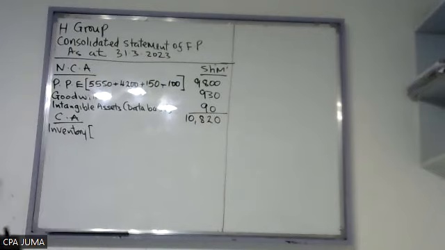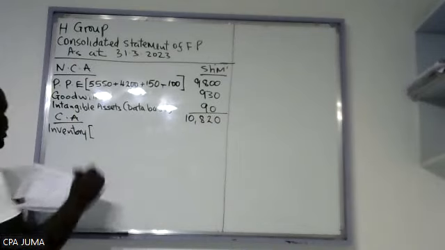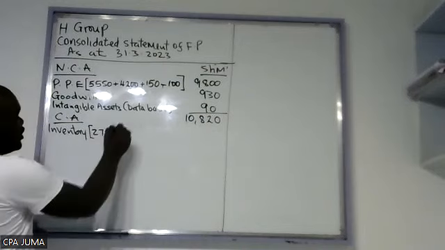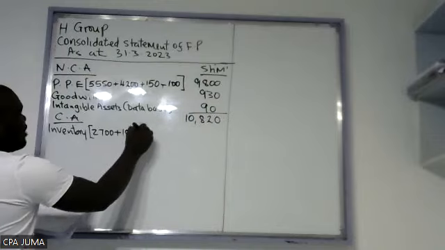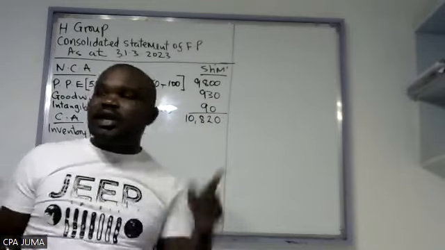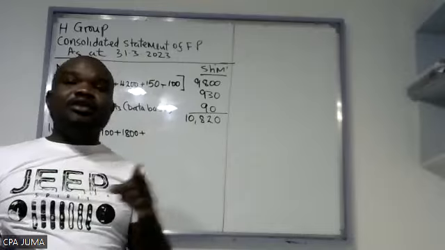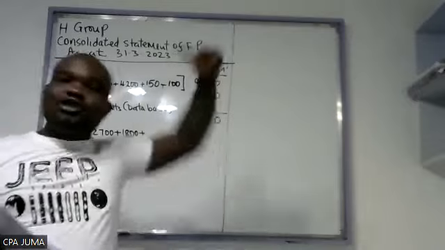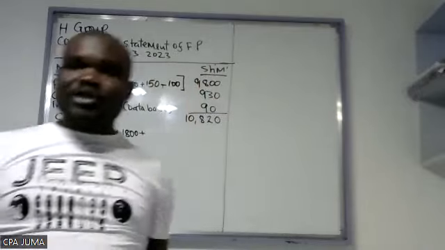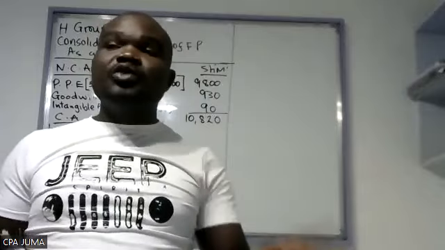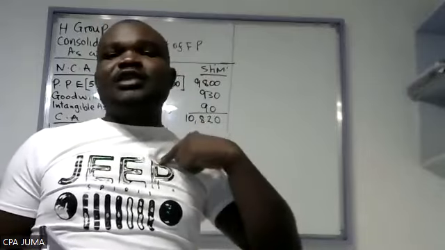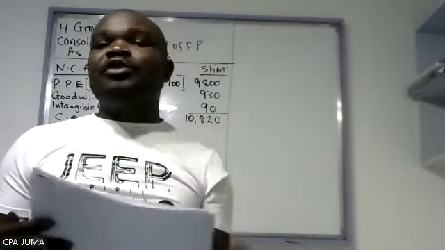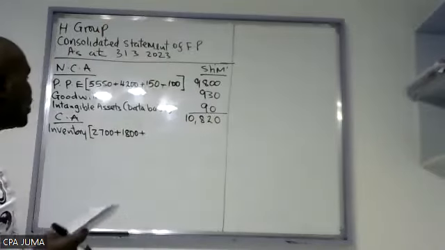So inventory, we have 27 plus 18. But remember, there are some goods which were in transit. When goods are in transit, they are not here, neither are they on the other side. If you don't bring them into the group, your stock will disappear. So for accountability, those goods must be added back, because they have been subtracted from the selling parent. The parent has subtracted them, and the other side has not recorded anything. So you add them back.